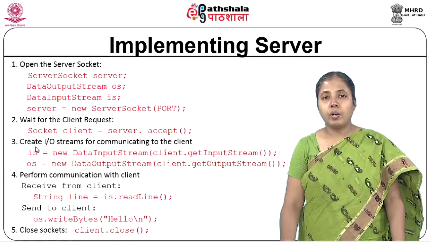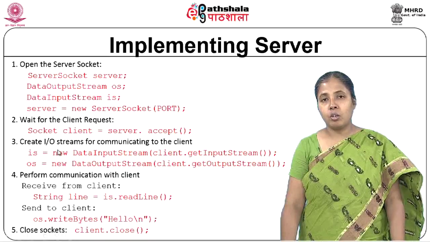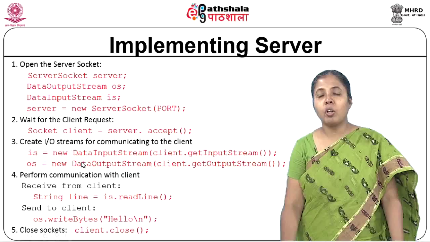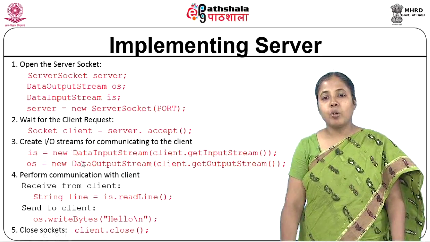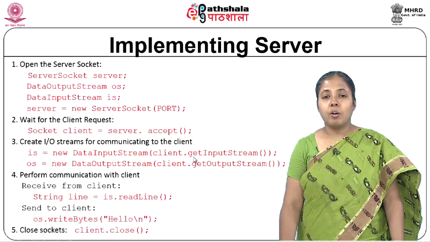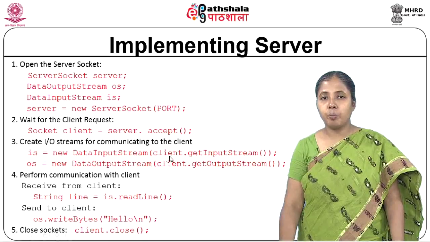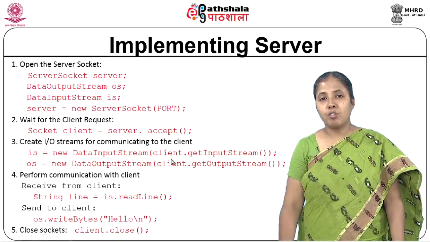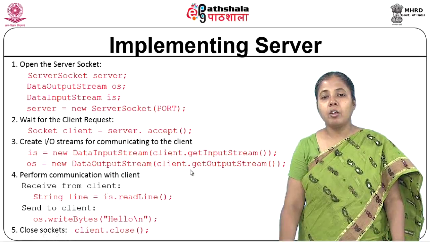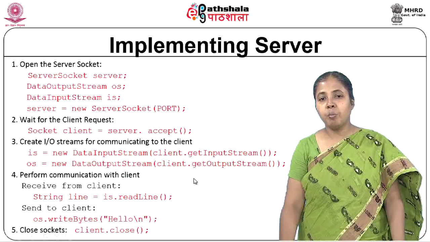Now, we need to create IO streams to send data and receive data. So, we have to create IO streams for communicating with the client. In order to create the IO streams, we have seen that it is socket object dot, the method name is getInputStream. Using this getInputStream with the socket object, we get the input stream of the invoking socket object, and we use the method called getOutputStream on the socket object. Client is a socket object.